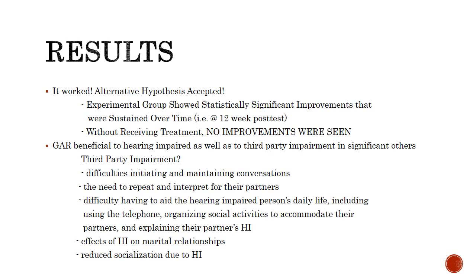What is third-party impairment? Significant others tend to experience some difficulties associated with hearing as a result of living, cohabitating, being in a relationship with the hearing impaired individual. Those difficulties include difficulties initiating and maintaining conversations, the need to repeat and interpret for their partners, difficulty having to aid the hearing impaired person's daily life, including using the telephone, organizing social activities to accommodate their partners, and explaining their partner's hearing impairment. Effects of hearing impairment on marital relationships are not always very positive either. Reduced socialization due to hearing impairment is also not too uncommon.